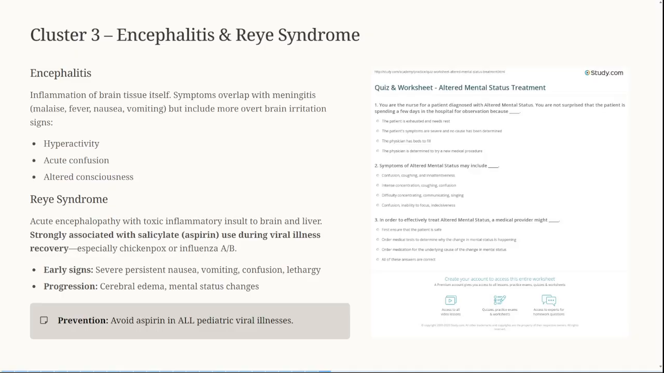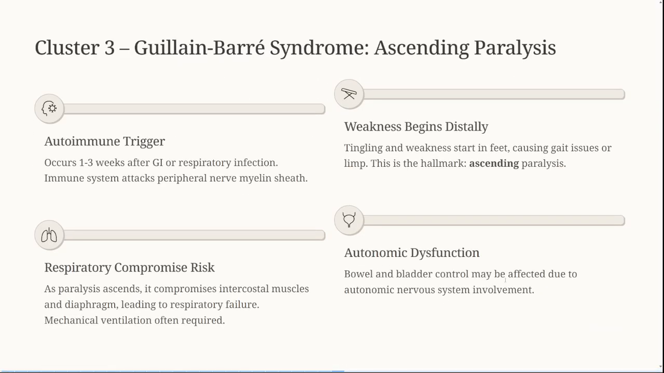And finally in this cluster, we have Guillain-Barré syndrome, GBS. Which is the most common cause of acute flaccid paralysis in children, usually between ages 4 to 8. This is an autoimmune response. It's often triggered about 1 to 3 weeks after a GI or respiratory infection, and the immune system basically attacks the peripheral nerve myelin sheath. And the hallmark of GBS is? Ascending muscle paralysis. The weakness and tingling start in the lower extremities, in the feet, causing gait issues or a limp, and then it moves upward.